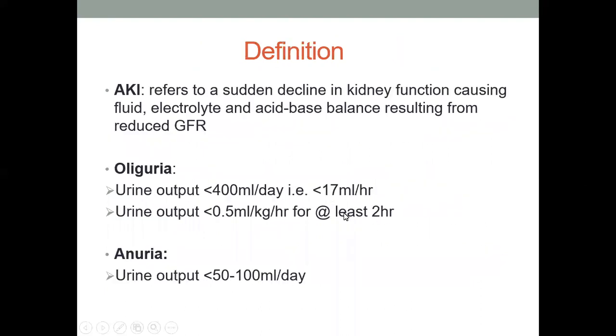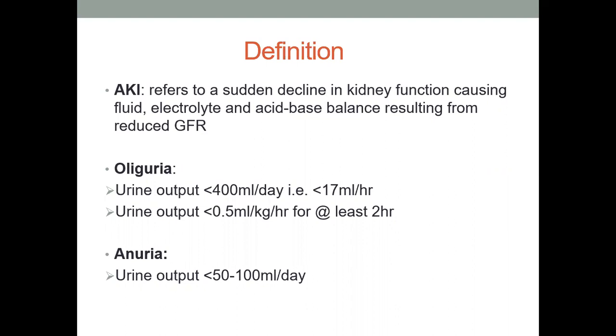Okay, I tried to mention this before, but let's just go over it. Some definition of terms. AKI refers to a sudden decline in kidney function. And when we talk about kidney function, think about all the things that the kidneys are involved in, causing fluid, electrolyte, and acid-base imbalance resulting from reduced glomerular filtration rate.